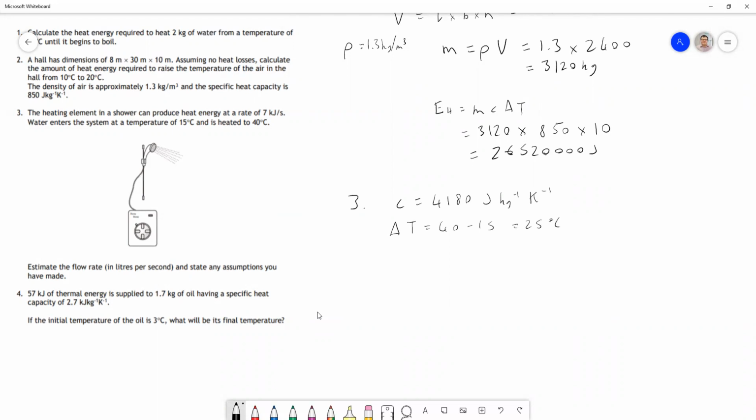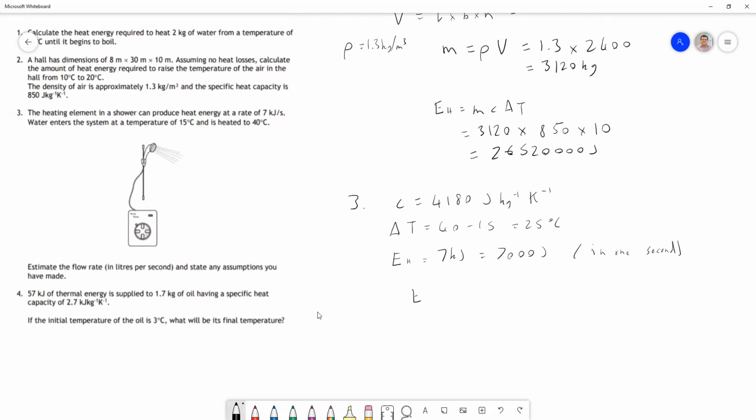And then we are told that in 1 second, this much energy is used. So we can write down heat energy equal to 7 kilojoules, 7,000 joules. And maybe we'll say in brackets here, in 1 second. We don't need to worry about time in this because we're asked to find out how much water is flowing in 1 second as well. So we can base all of our calculations around having 7,000 joules, because we're saying this whole thing takes place in 1 second. That's what we're interested in finding out.